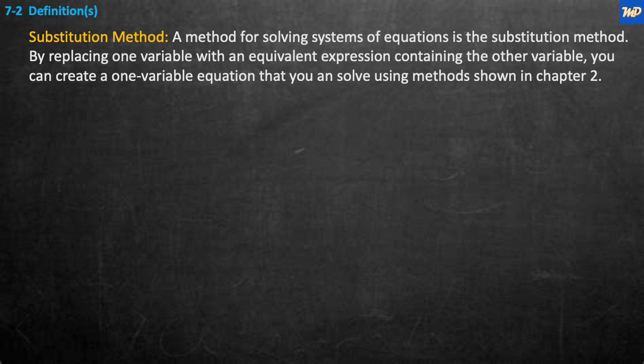Okay, before we get started, I'd like to go over one definition here. It says substitution method. What is the substitution method? A method for solving systems of equations is the substitution method. By replacing one variable with an equivalent expression containing the other variable, you can create a one-variable equation, and then you can solve using the methods shown in Chapter 2.